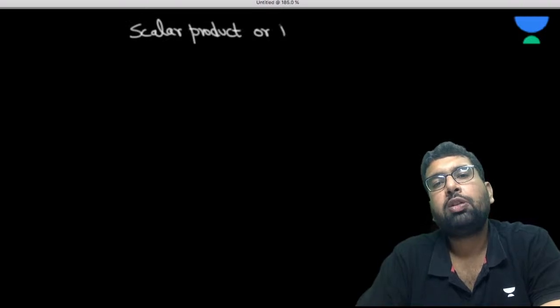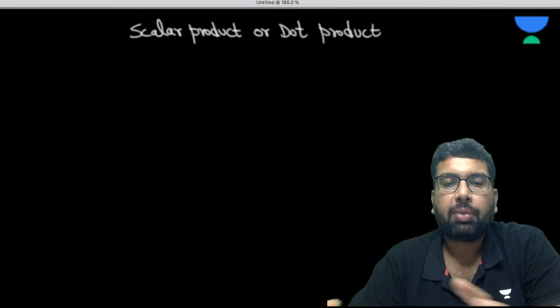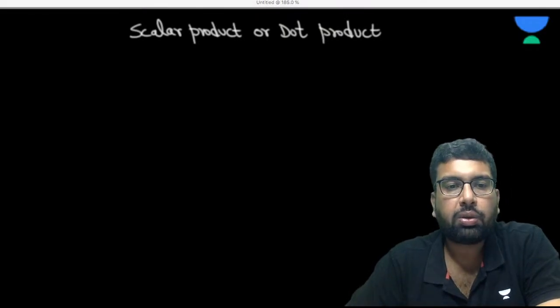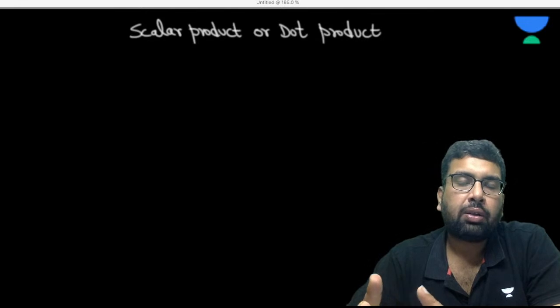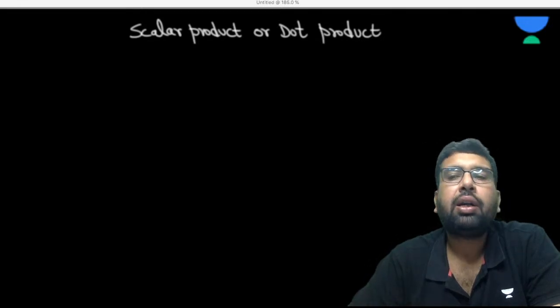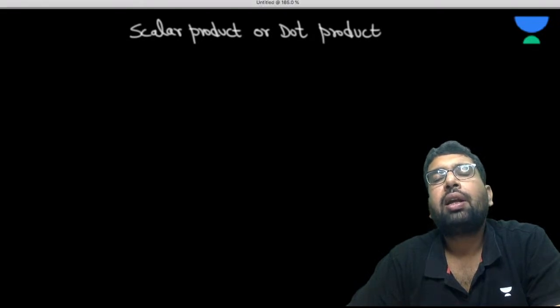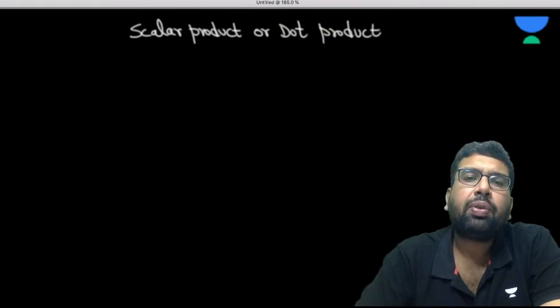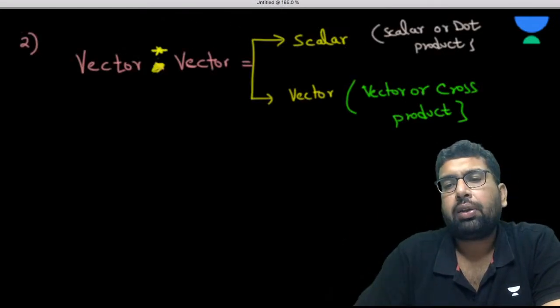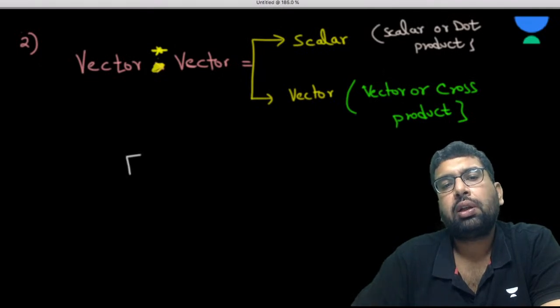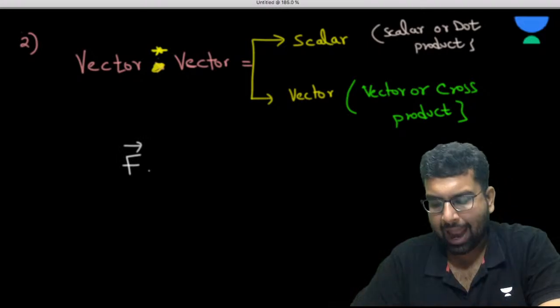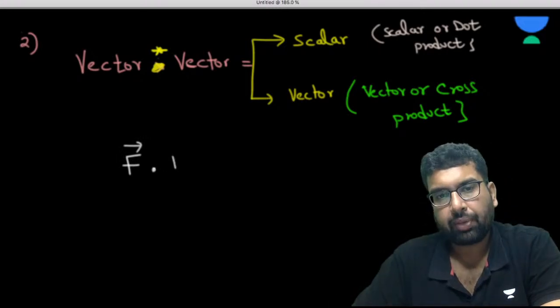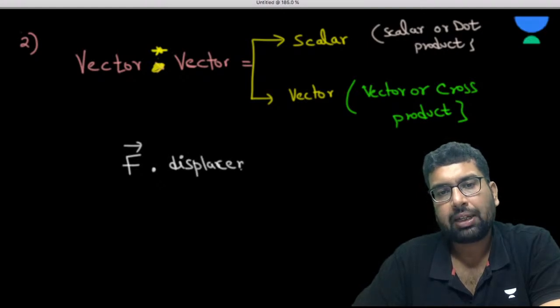One simple piece of information I have given you is that two vectors can be multiplied, and when they are multiplied, there can be two different solutions. One is the solution in which you finally get a scalar quantity, and one is a way in which you finally get a vector quantity. So what could be the examples? Scalar product: force and displacement. Both are vectors.